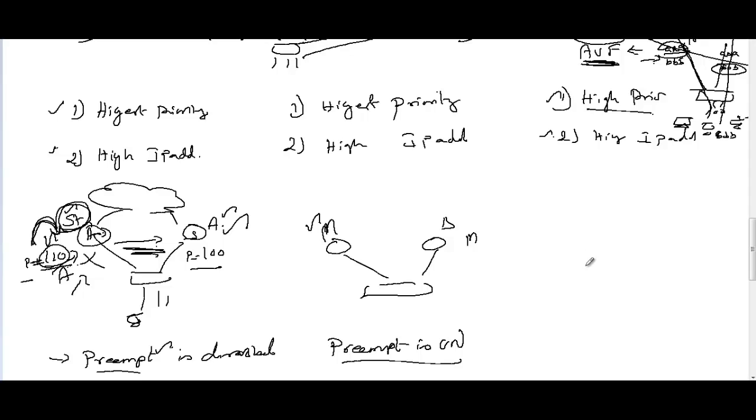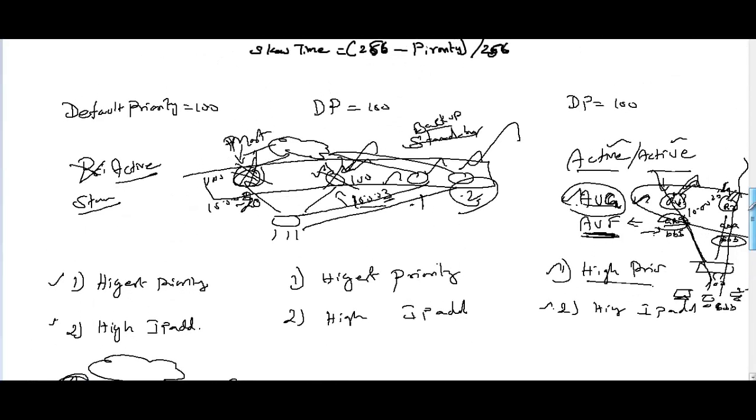Whereas in GLBP, it's the same as HSRP. Preempt is disabled for the AVG or active device. We saw here with the AVG, one will be active and the other will be standby. Whereas the forwarder will be active on both. Some forwarders will be active on R1, some forwarders will be active on the other one, depending on the MAC address.